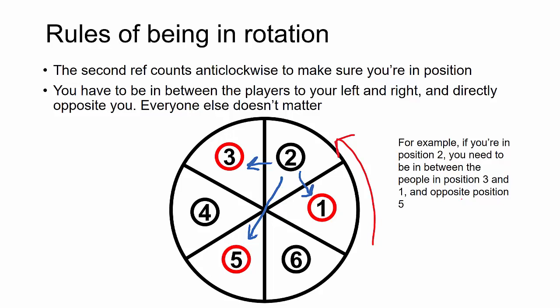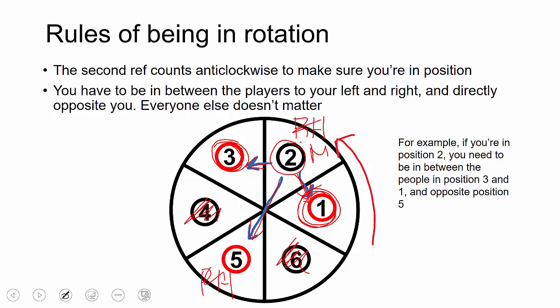So in this case, one rotation in front would be position 1 relative to position 2, and the rotation behind would be position 3. Okay, so we're only concerned with these two players, and we don't care about position 6 and position 4. As long as position 2 here is in between 1 and 3, then we're all good, and we check that the same position is opposite in the opposite row. So again, if this was the pass hitter, then position 5 would also have to be the pass hitter. If position 2 was a middle, then position 5 would have to be a middle.